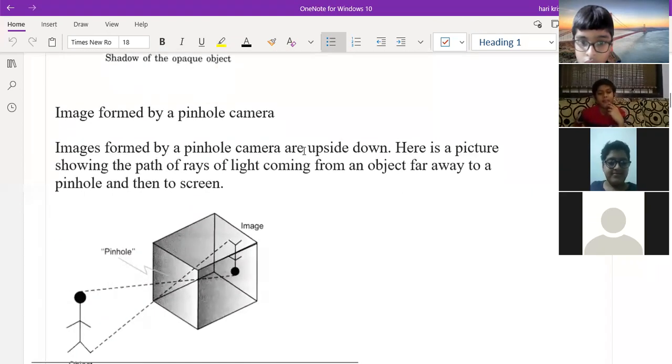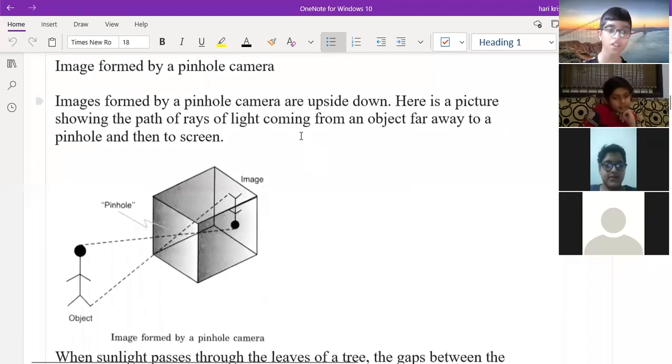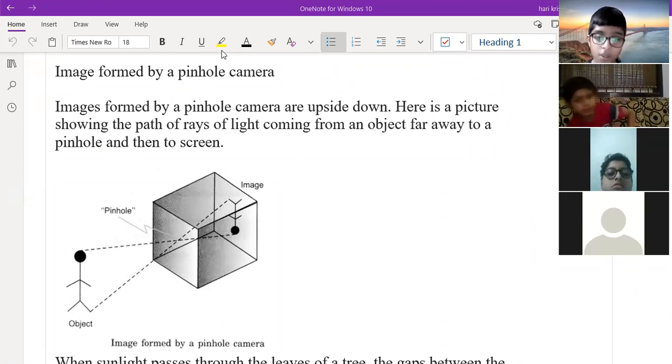Then the image formed by the pinhole camera, and Ashwath will explain this part completely. Sir, images formed by a pinhole camera are upside down. Here is a picture showing the path of rays coming. Sir, there is a small hole in a box. So when we place it in front of an object, the light ray coming from the top of the object will go to the bottom inside when it goes through the hole, and the bottom ray will go to the top. That's why it will come inverted, sir.